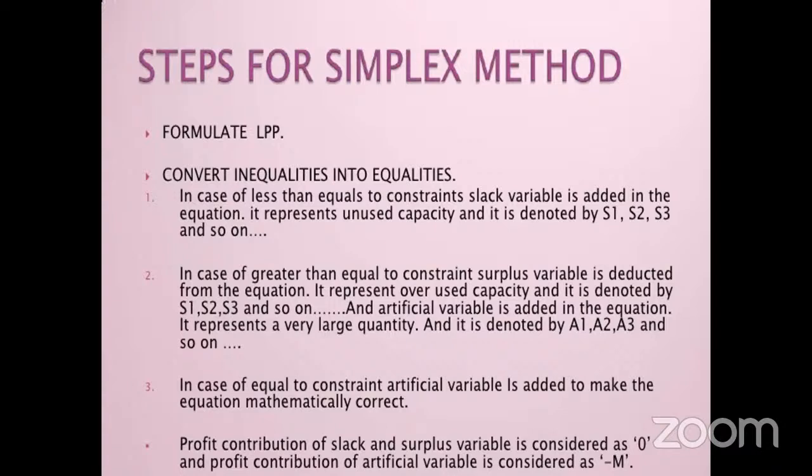And profit contribution of artificial variable is considered as minus M. The coefficients for S1, S2, when we are adding to the objective function, we need to consider it as 0, and minus M for artificial. These are the steps we need to go through to solve the simplex method problem. I'll be showing you, don't worry. Just a theoretical part, you need to listen carefully. Sometimes they may ask you to write the steps to solve any LPP question in the simplex method. You need to write all these theoretically with an example.